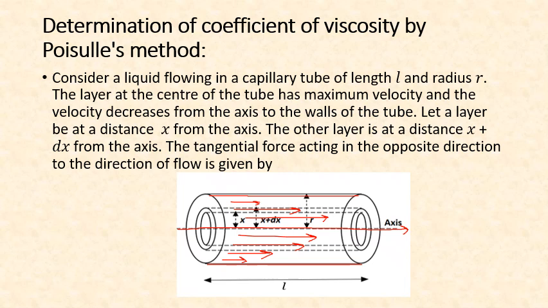Now let us consider two layers. Let the first layer be at a distance x from the central axis. Now consider the second layer which is above the first layer, that is here. Let it be at the distance x plus dx from the central axis. We know that the tangential force acting in the opposite direction to the direction of flow is given by Newton's law of viscous force.